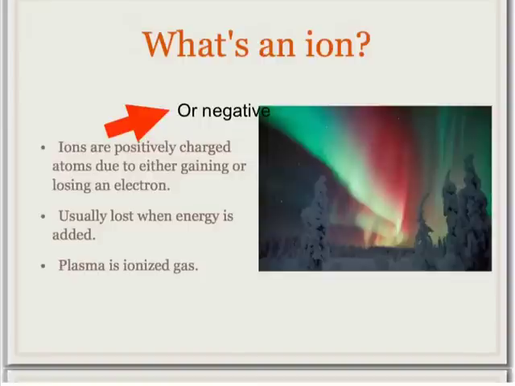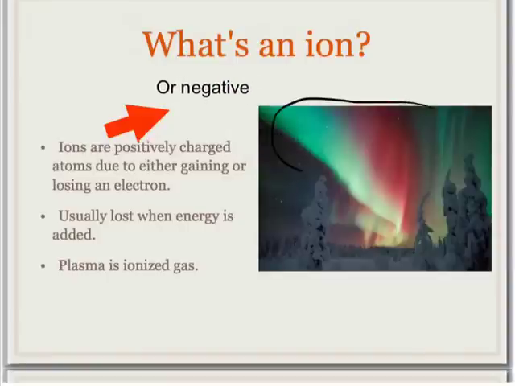Usually this happens when energy is added into the atom. You see this a lot, and we talked about this in astronomy with the sun and the plasma, the ionized gas. In this picture, all these nice colors are the aurora borealis, and this is ionized gas in our atmosphere that's been electrically charged. It's our magnetosphere that's highlighted, and we can see these gases excited and electrically charged. So this is a plasma, or an ion, at work.